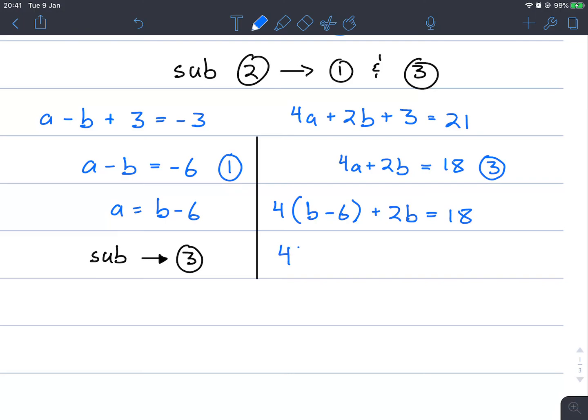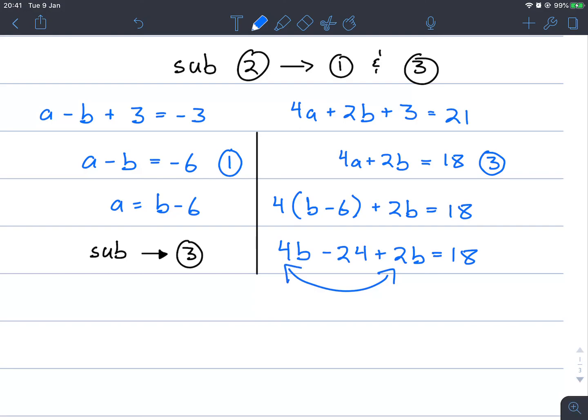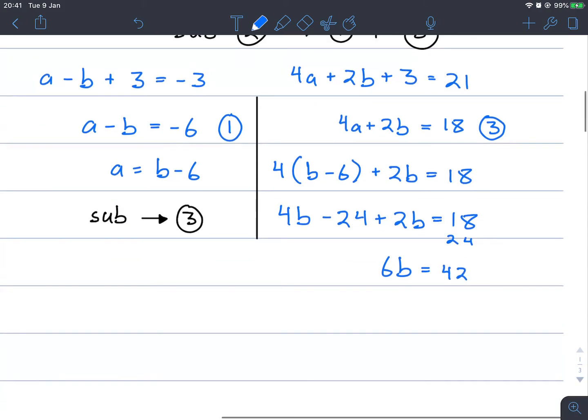Evaluating this, we get 4b minus 24 plus 2b equals 18. Collecting like terms, 4b plus 2b is 6b. Adding 24 to both sides, 18 plus 24 gives 42. Dividing both sides by 6, this will give me b is equal to 7.